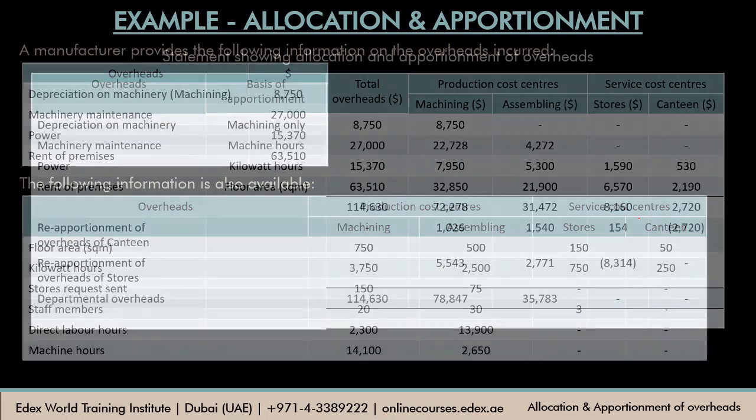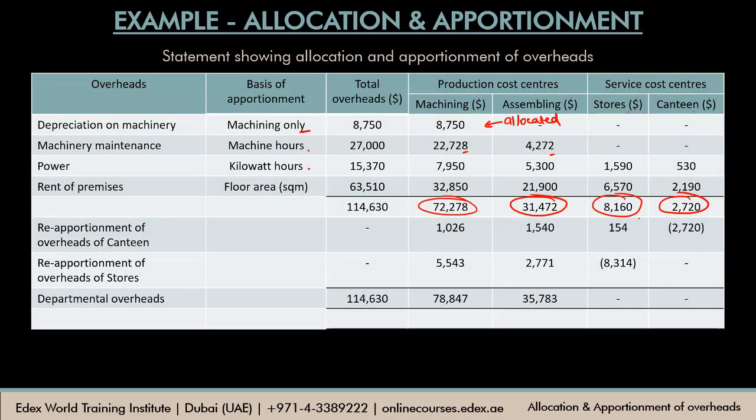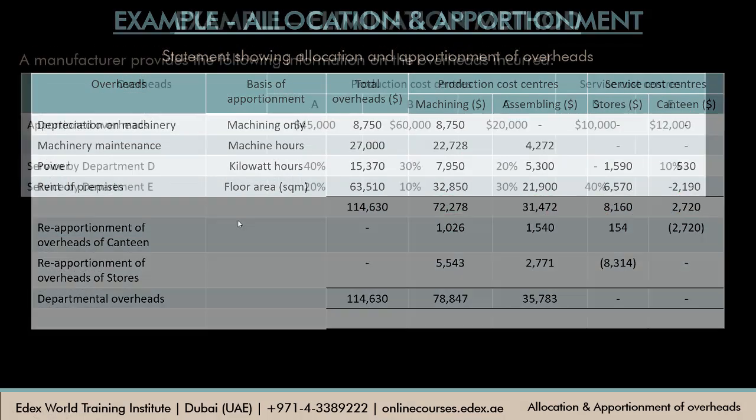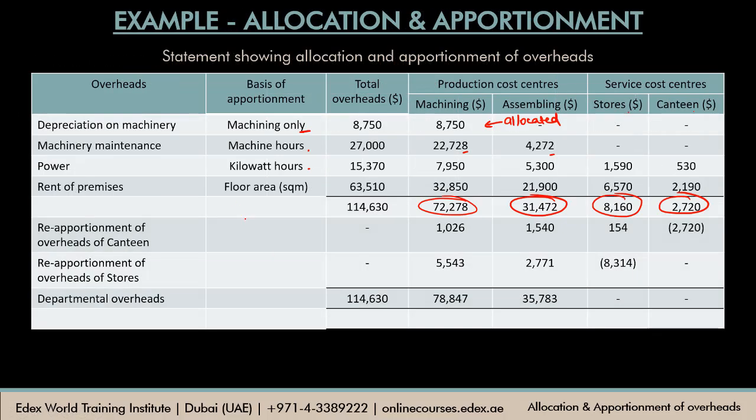So canteen total cost is 2,720 and number of staff members 20, 30 and 3. So I'll just show you the calculation here. 2720 to be distributed between the three departments in this ratio. So 2720 divided by 53 multiplied by 20. This would be for machining. For assembly, it will be 2720 divided by 53 into 30. And for stores, it will be 2720 divided by 53 into 3. And that's how you get 1026, 1540 and 154.